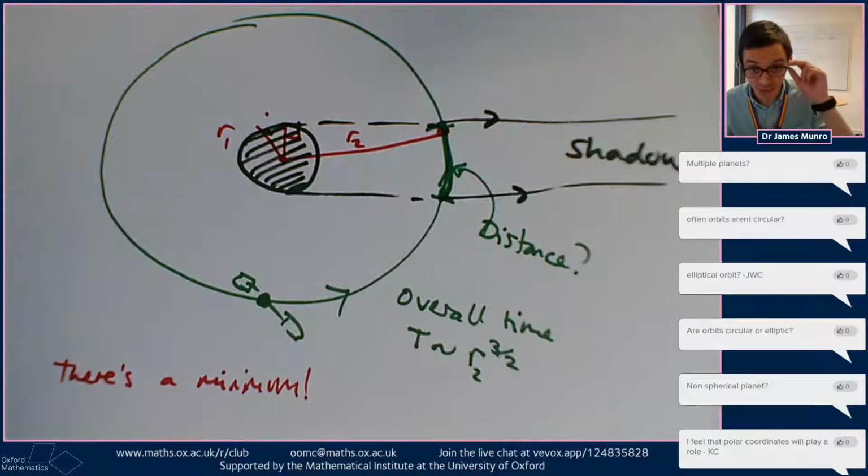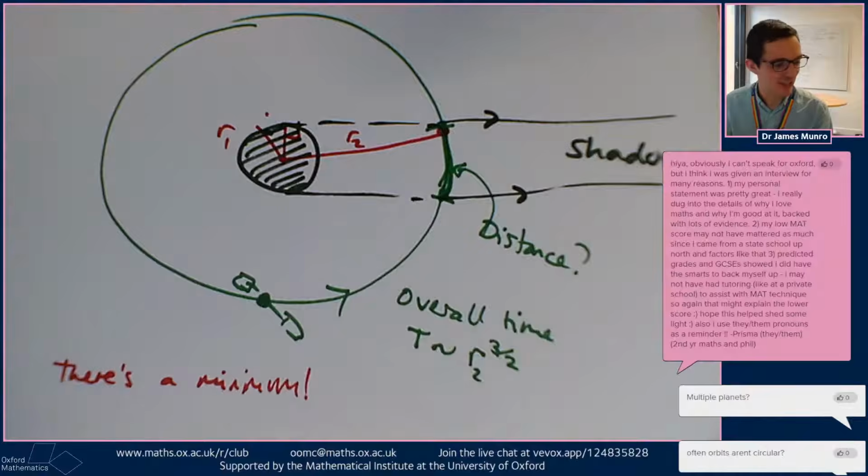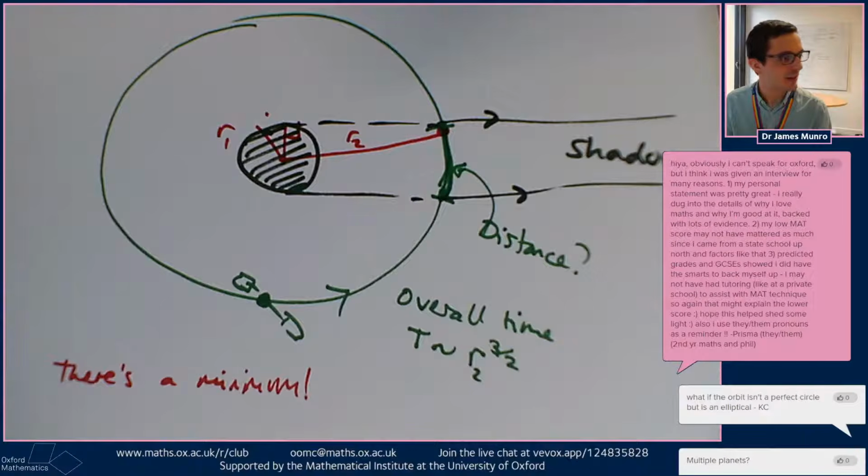Multiple planets, right? So that's called the three-body problem. The three-body problem is extremely difficult. It has chaotic motion, which we sometimes talk about as chaos.